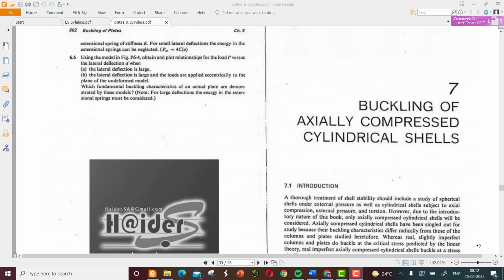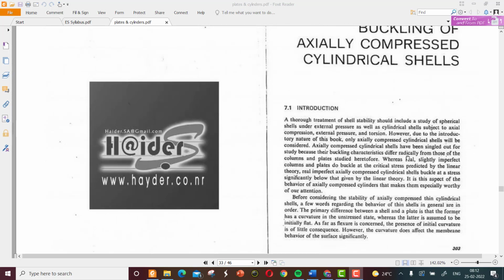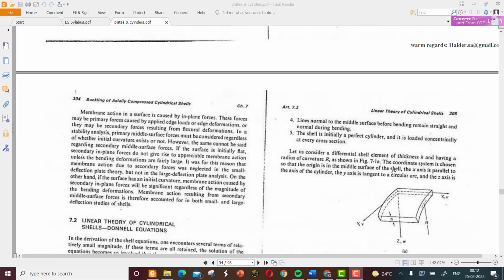In this video we are going to see the generalized linear theory of cylindrical shells and the equation proposed by Donnell. So this is the buckling of axially compressed cylindrical shells. You can see on the screen, and you can go through the introduction part.